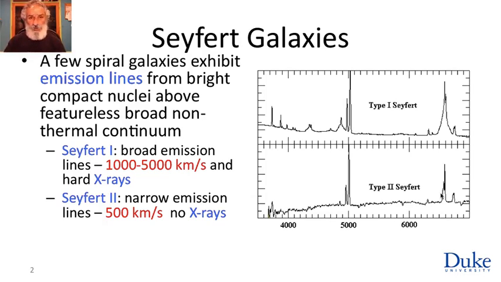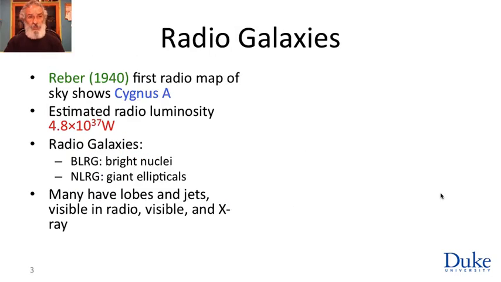What are the other examples that I want to collect together? The next collection of examples are called radio galaxies. These were first discovered at the dawn of radio astronomy. The first map of the sky was produced by the amateur Grote Reber. I encourage you to read his story. It's kind of inspirational. He found, among the 3 or 4 brightest radio sources in the sky, what turned out to be an extragalactic source in the constellation Cygnus. It was called Cygnus A.